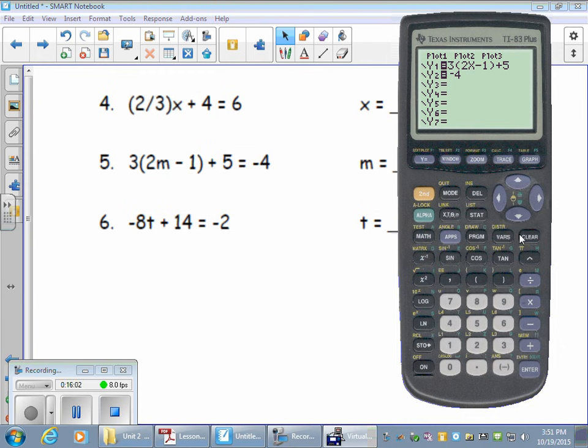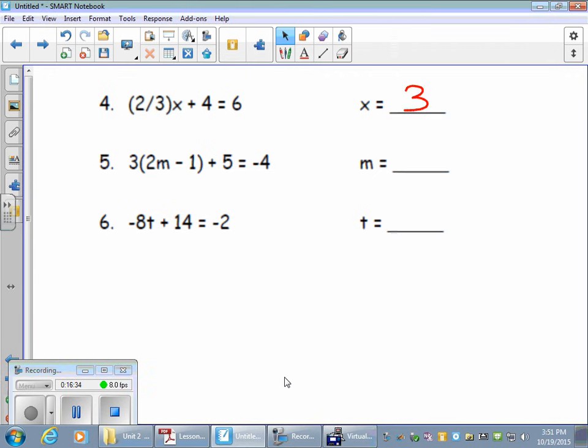Okay, so the left-hand side, all this stuff over here, the 3 times parentheses 2m minus 1 plus 5, type that in exactly as you see it. Of course, we're using x for m. And on the right-hand side is negative 4, so I put that under y sub 2. I'm going to hit graph, and I'm going to have 2 lines that intersect. And again, I can guesstimate where they intersect, but I'm going to let the calculator do the work for me and see what it tells me. Enter, enter, enter. And it intersects at negative 1. Remember, the x value is your answer.